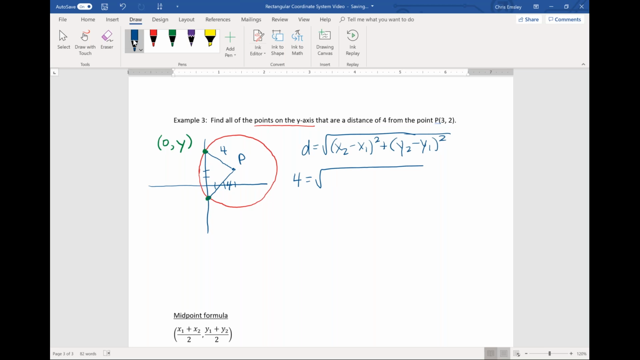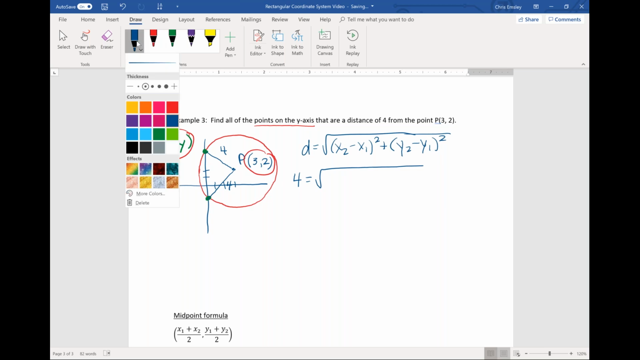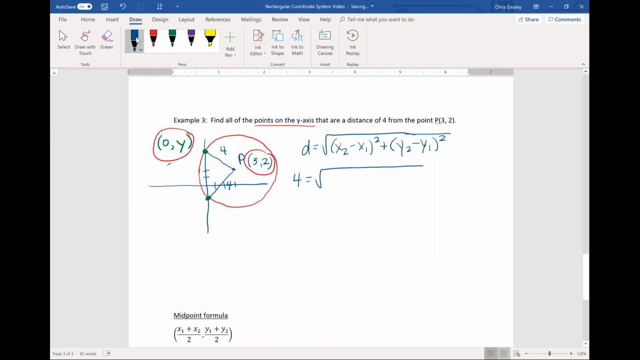x2 minus x1. I didn't label my point this time. Point P was (3, 2). It doesn't matter, so these are the 2 points we're going to use, this one and this one. It doesn't matter which one we call 1 and which one we call 2. I usually like to have my variable first in the subtraction, so I usually call this one point 2 and this one point 1. It doesn't really matter. So x2 minus x1 plus y2 minus y1.